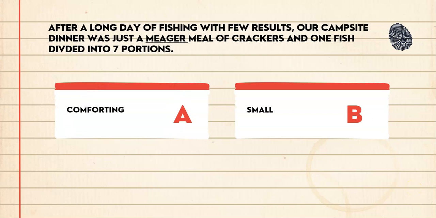After a long day of fishing with few results, our campsite dinner was just a meager meal of crackers and one fish divided into 7 portions. We are trying to figure out the meaning of the word meager. Do you think it means comforting or small? Go ahead and select your answer. The correct answer here was small. There are some clues in the sentence to help us figure that out. It does tell us that all they had to eat was some crackers and one fish divided into 7 portions. I can tell that, unless it's a really big fish, that is probably not very much food. So small is the correct answer here.